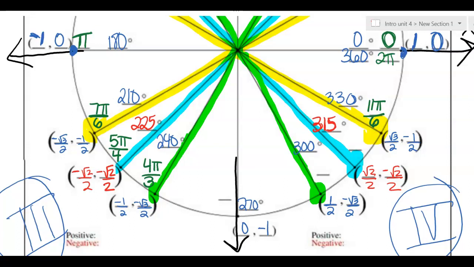Same with fourths. 45s are measured in fourths. If I know I'm thinking about the whole circle being 2 pi, which is like 8/4, the fourth that comes right before I reach 8/4 would be 7/4, so 7 pi over 4.